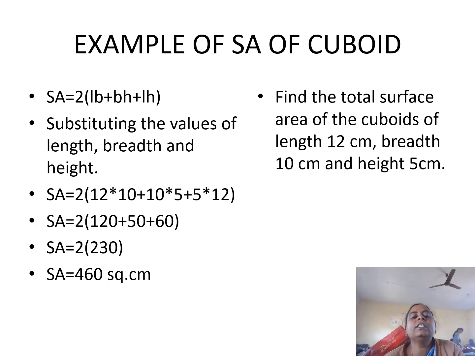Now substituting these values of length, breadth and height in the formula, we get 2 into (12 into 10 plus 10 into 5 plus 5 into 12). That is equal to 2 into (120 plus 50 plus 60). That is equal to 2 into 230 and that is equal to 460 square centimeter. So for this example, the surface area of the cuboid is 460 square centimeter. Let us see the next example.